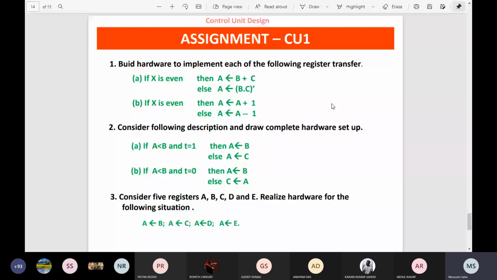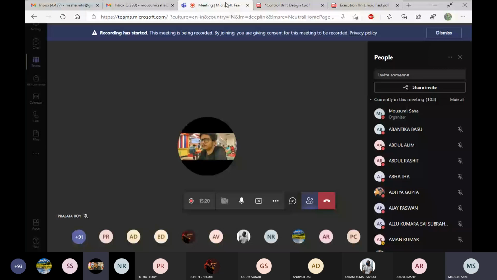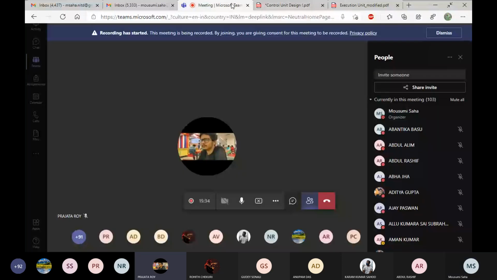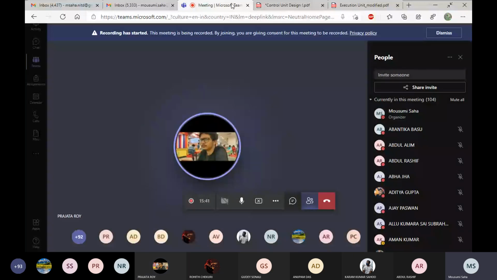Do you have any question, Peter? You can design this yourself. Yes, ma'am. Do you have any question? Projota, Abhishek. Ma'am, no questions in particular. So these are the first assignment. Please do that.